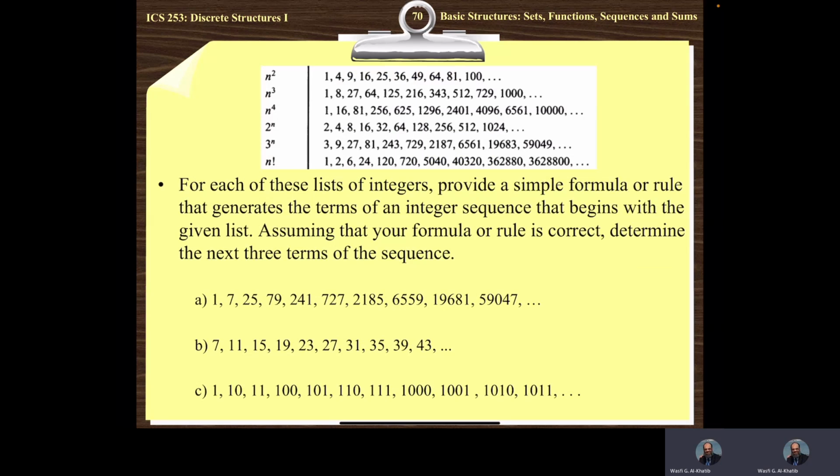Now, here it says, assuming that your formulas determine the next 3 terms. Well, it's up to you. I'll leave it for you to determine the next 3 terms. Let's just try to find out what my sequence is. Look at the first one and tell me which one it is closer to from whatever is mentioned here at the top. n to the power 3. So what is the formula for n to the power 3?